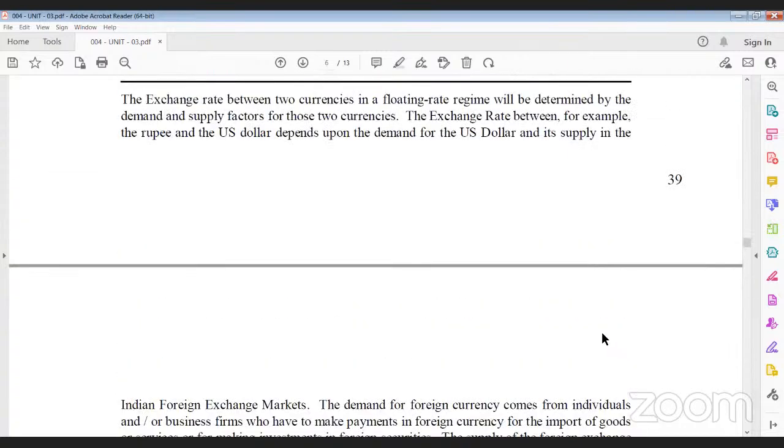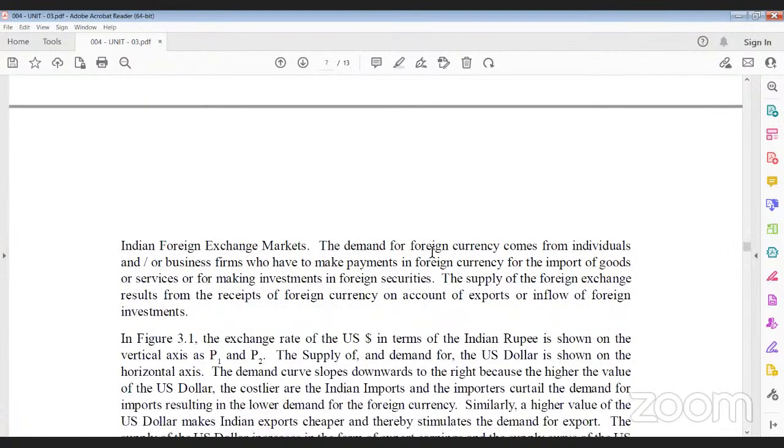Here you can see the exchange rate between the rupee and the US dollar depends on the demand for US dollars and its supply in the Indian foreign exchange market. Demand for foreign currency comes from individuals or business firms who make payments in foreign currency for the import of goods and services, but not necessarily always imports. They can also make investments in foreign securities. This way, the demand and supply of foreign currencies happen.